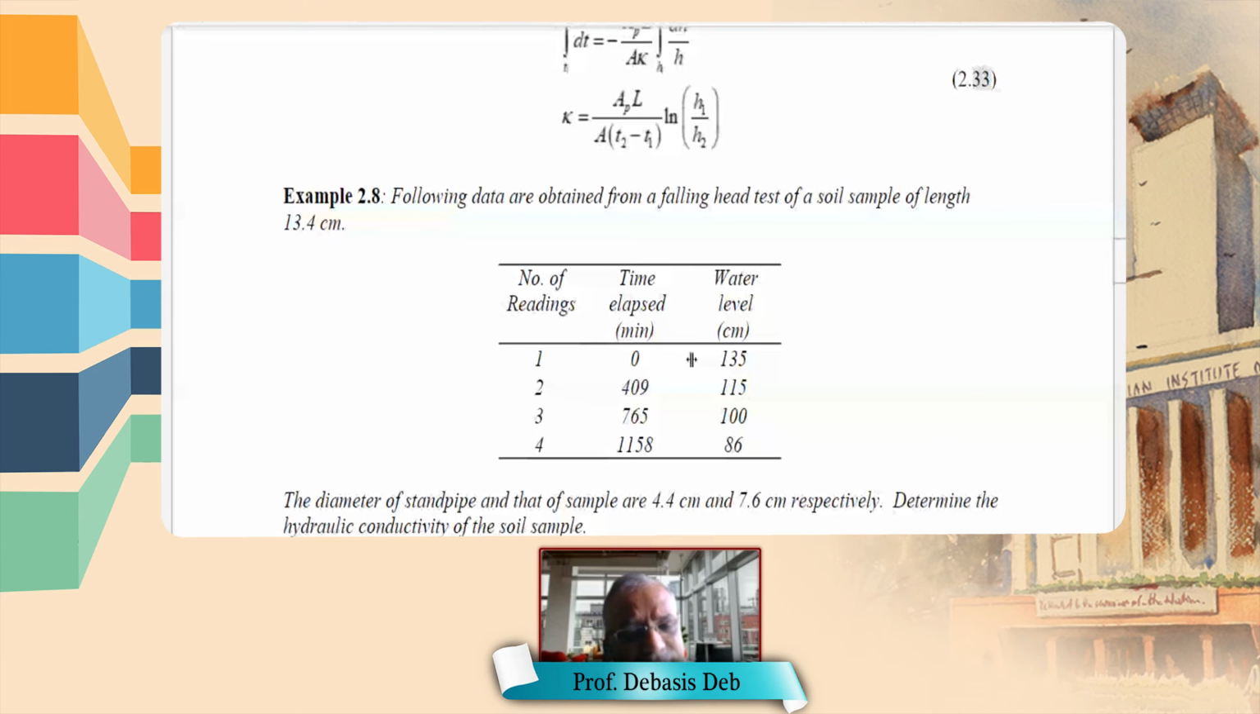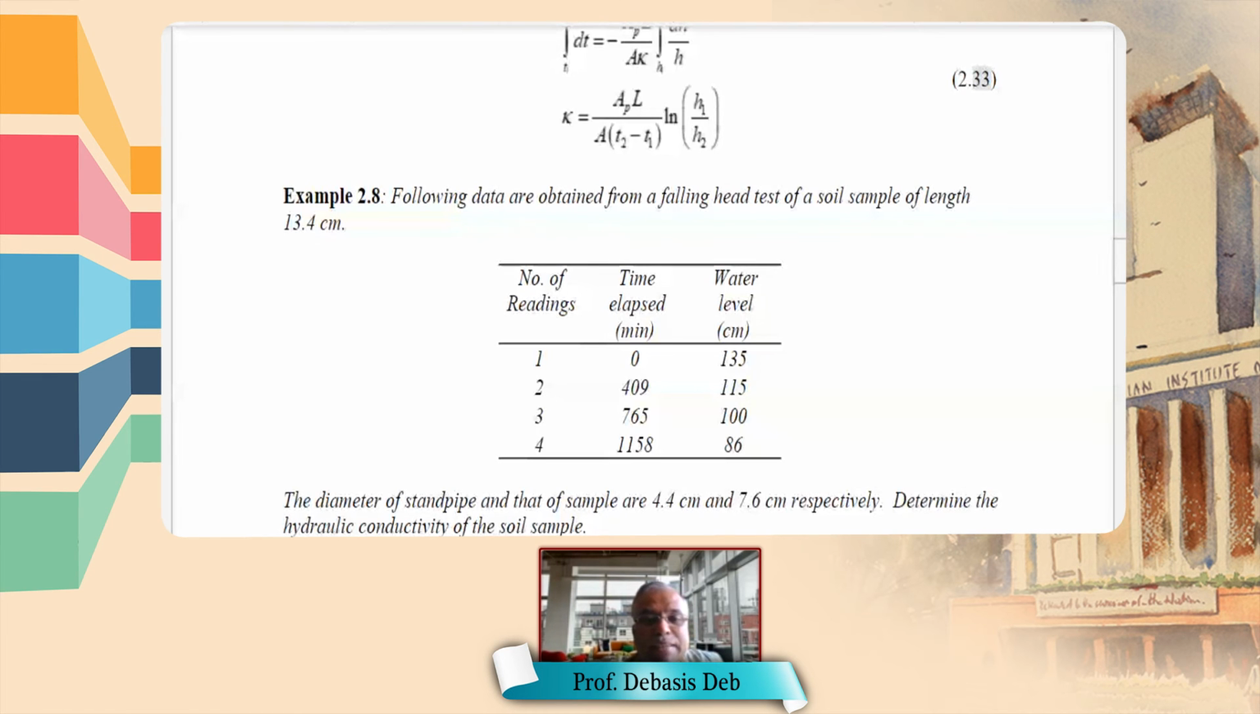Now how many readings have we taken? We have taken 4 readings, and you see the minutes elapsed. So this is, I think, from a real test. That's why it is real data. So at the 0 minute, when we started the experiment, the water level was 135 centimeter from some datum. I think that datum was at the bottom. So that was 135 centimeter.